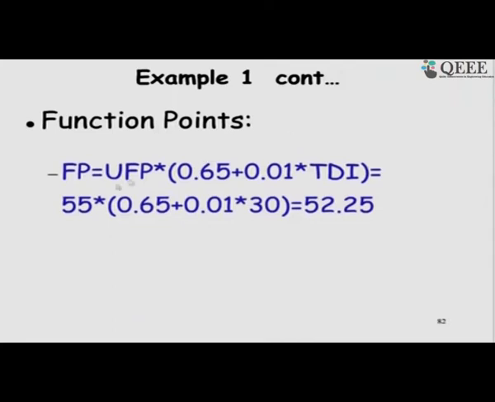In that case, the unadjusted function point 55 times (0.65 plus 0.01 times TDI), which will become 55 times (0.65 plus 0.3). So, this becomes 0.95, which is slightly less than 55. So, we get 52.25. So, as a result of considering the complexity factors, we scale down the initial function point count from 55 to 52.25.